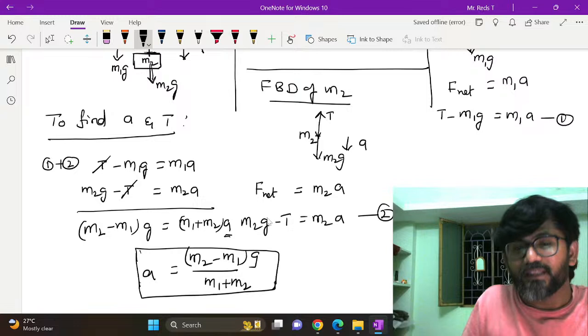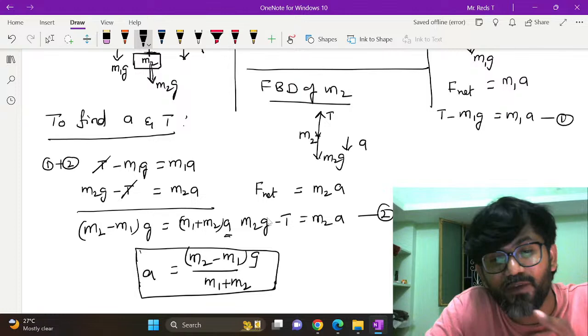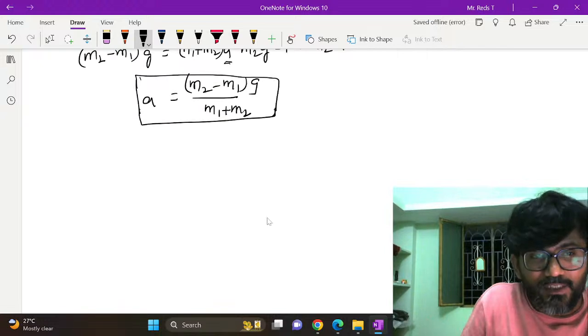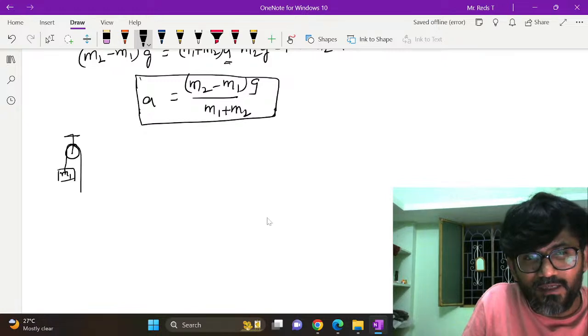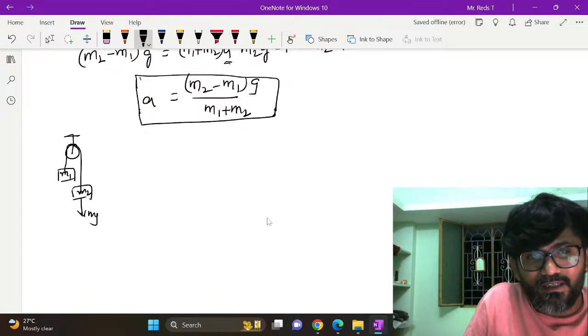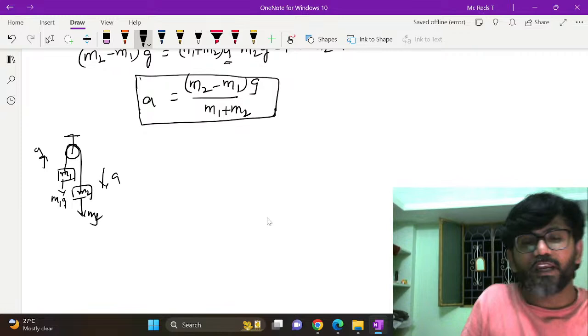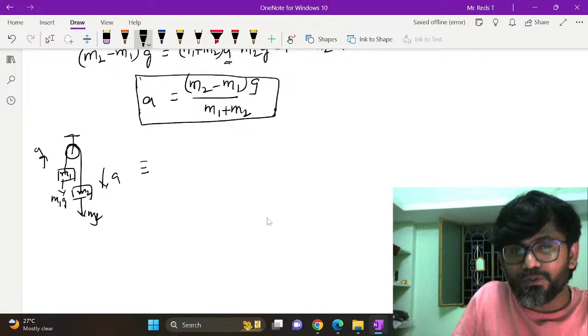Here I would like to give you one shortcut to find the acceleration. If you recollect, this is the Atwood's machine, with m1 here and m2 here. m2g is acting here and m1g is acting here. As a result, one is moving down with acceleration a, and the other is moving up with acceleration a.